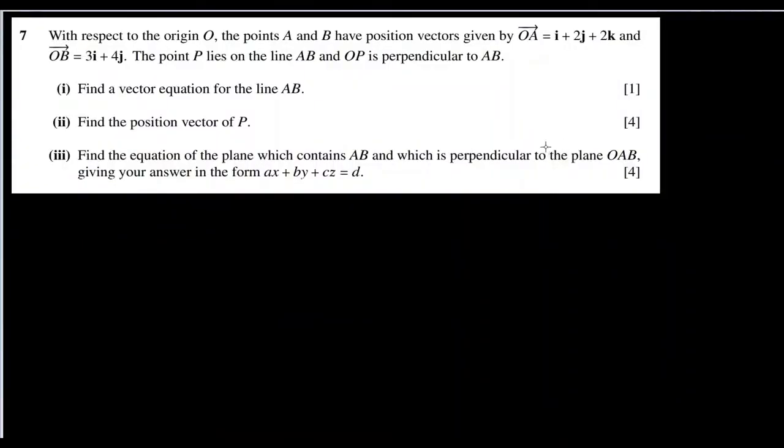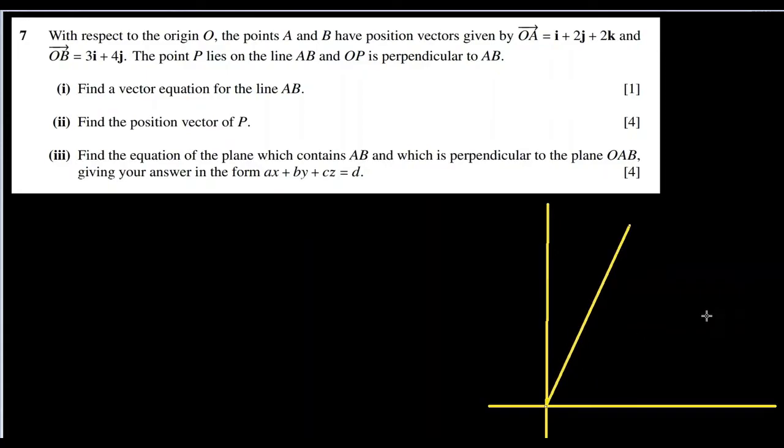Question number 7. With respect to origin, points A and B have these position vectors. The point P lies on AB and OP is perpendicular to AB. So let's draw them. Let's have an idea. It may not be accurate because it's a three-dimensional drawing, but still we'll try to do it. So let's say this is OA.